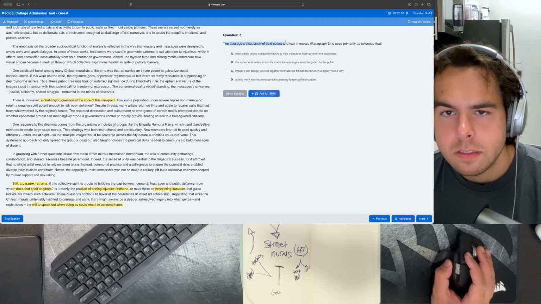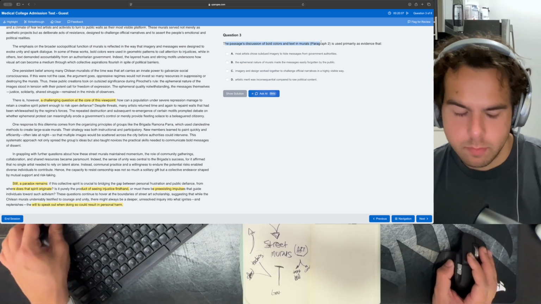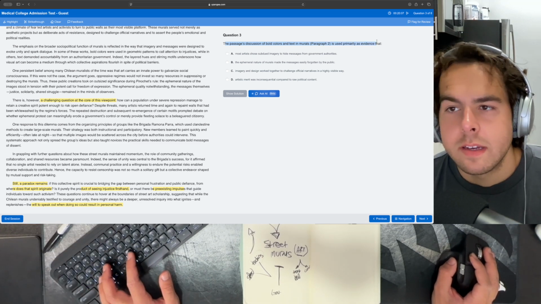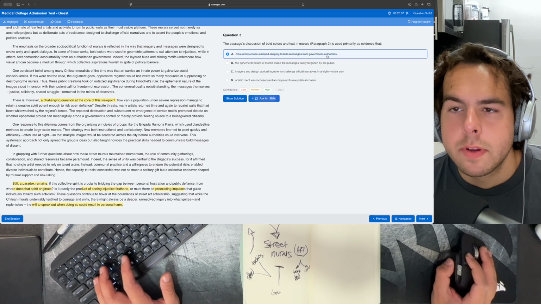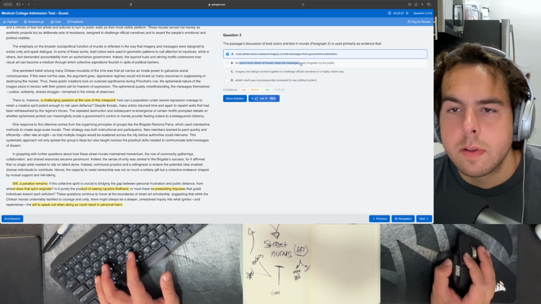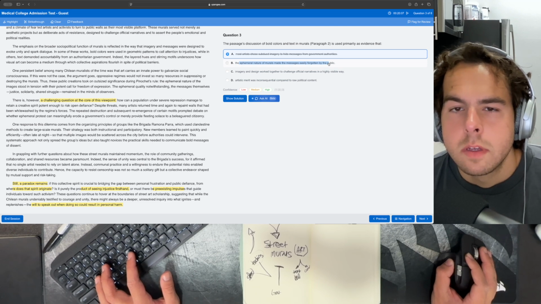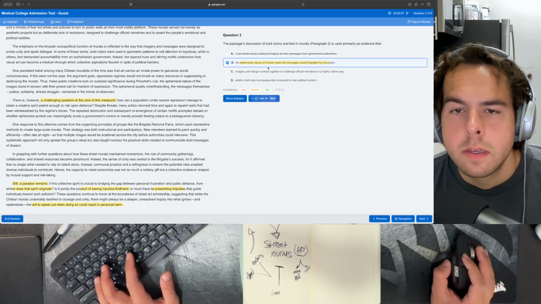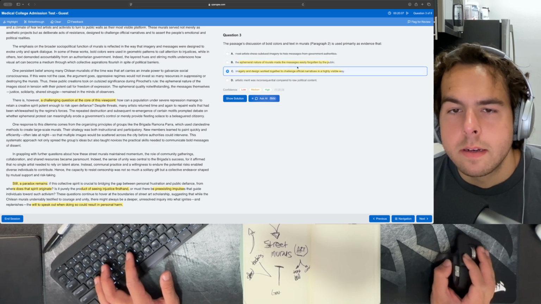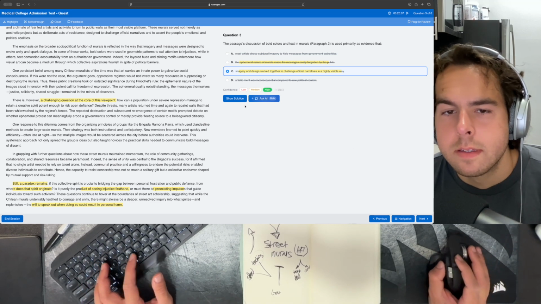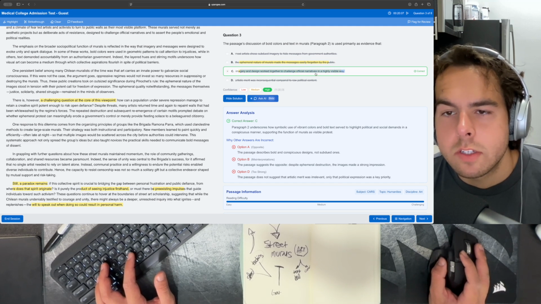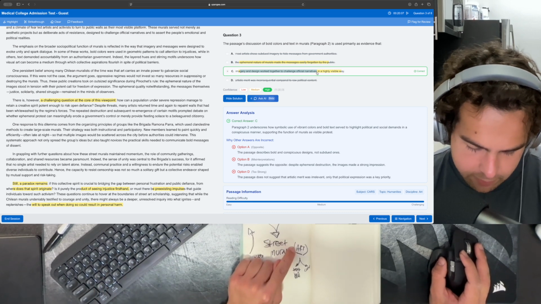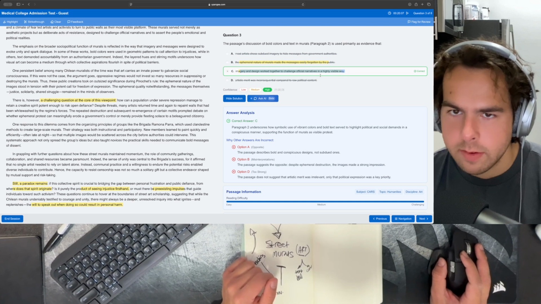All right. The passage's discussion of bold colors and text and murals in paragraph 2 is used primarily as evidence that most artists chose subdued imagery to hide messages from the government. Nope, that's not it. The ephemeral nature of murals made the messages easily forgotten by the public. Maybe. Definitely C. So the reason for that is the imagery and design work together to challenge official narratives in a highly visible way. Art is highly visible. It's on our mind map. Imagery and color, text, that aligns with my mind map.